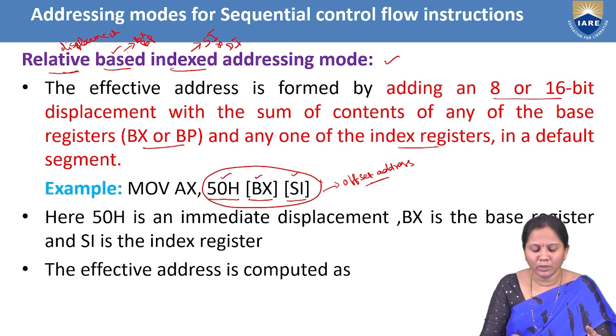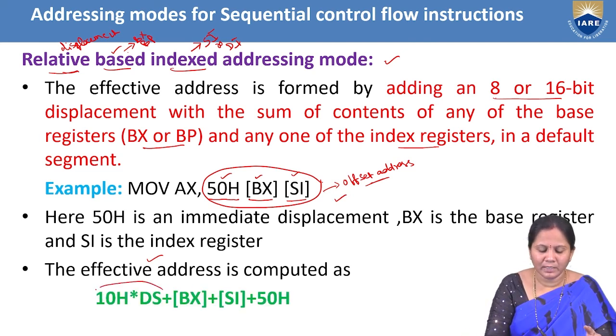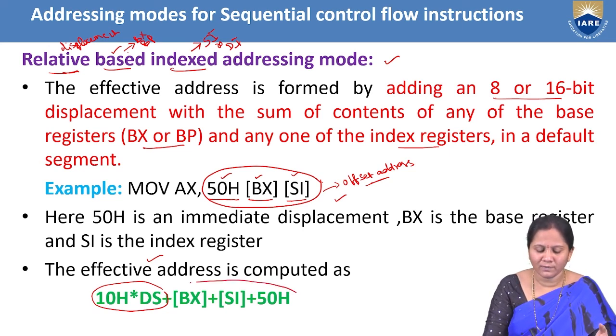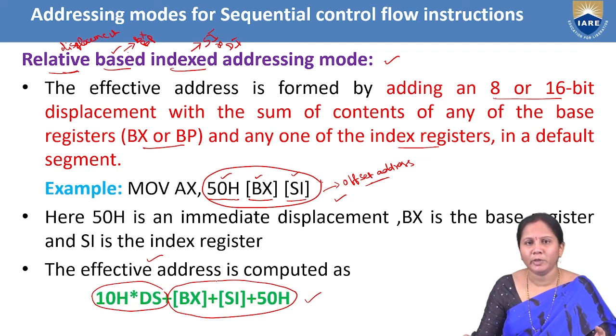Now, in order to calculate an effective address for this example, we have to consider the segment address into 10. In this case also, in order to get the segment address, we have to use either the data segment or the extra segment. So segment address into 10 plus offset address, which we get from these three. Using this, the effective address can be calculated and it will be 20 bits in size.